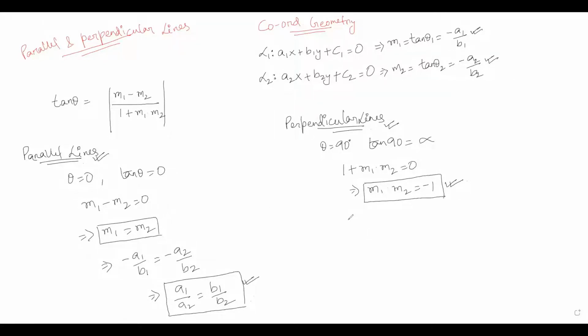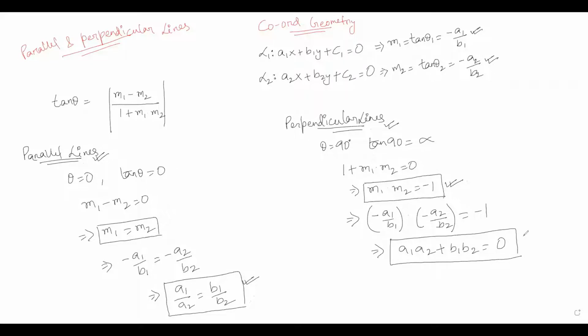Here again, if we use the value of m1 and m2, in that case, this would be minus a1 upon b1 times of minus a2 upon b2 would be equal to minus 1. So if we simplify this, we can write it as a1 a2 plus b1 b2 would be equal to 0. So when the two lines are perpendicular, in that case, the summation of the product of x coefficient and y coefficient would be equal to 0. That is, a1 a2 plus b1 b2 would be equal to 0.